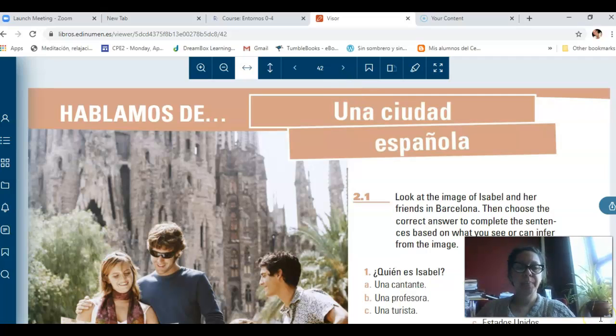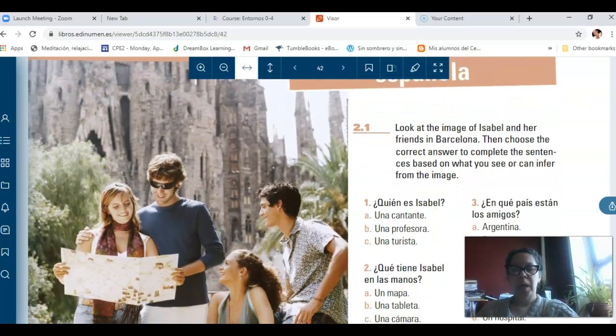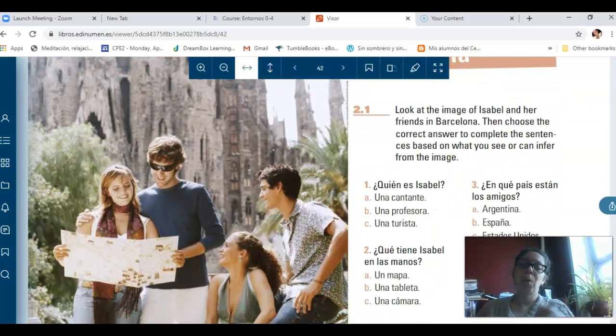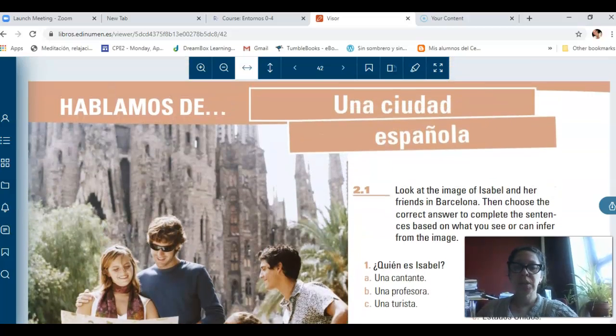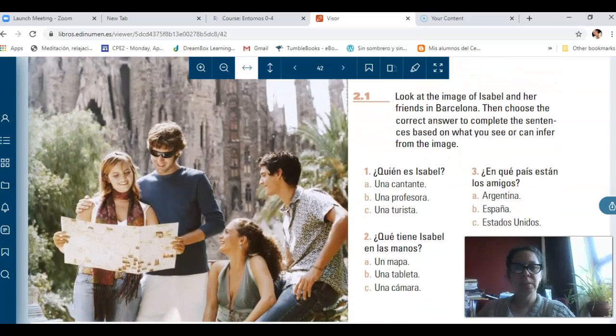de una ciudad española, una ciudad. Una ciudad, por ejemplo, Nueva York, es una ciudad, la ciudad de Nueva York. Una ciudad española, por ejemplo, es Barcelona. Otra ciudad española es Madrid, ¿sí? Entonces, ¿qué vas a hacer? What are you going to do?